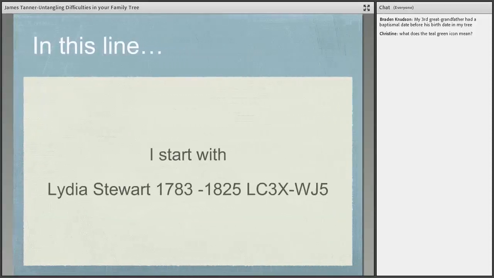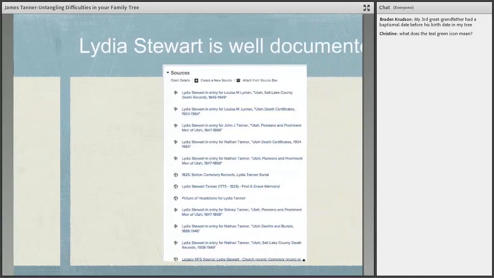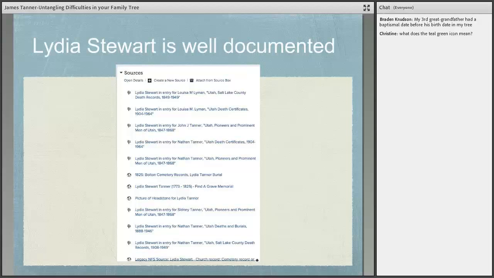Okay, so in this line, I started with Lydia Stewart. This is the Stewart line that we looked at a few seconds ago. Lydia Stewart, born 1783, died 1825, because she was well documented. So we have a whole long list of sources attached to Lydia Stewart documenting her. How do I know that they're correct? Well, I can open them up one by one, look at them, evaluate them, see whether or not I believe that the contents of these sources are correct, and draw my own conclusion.